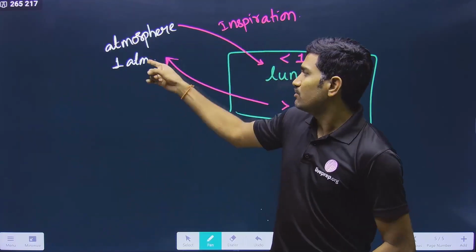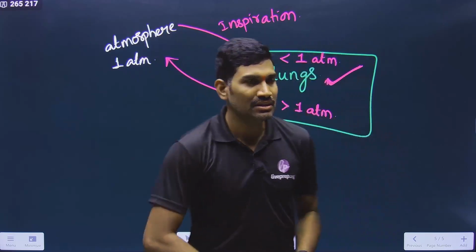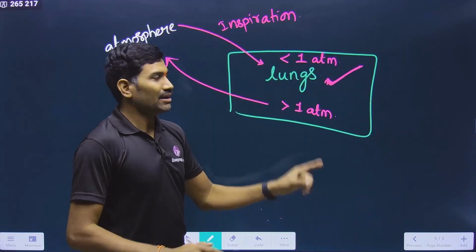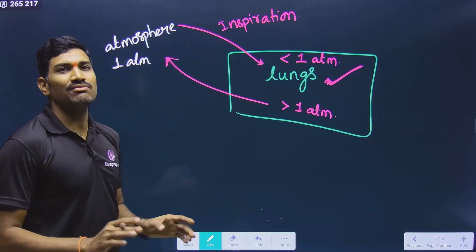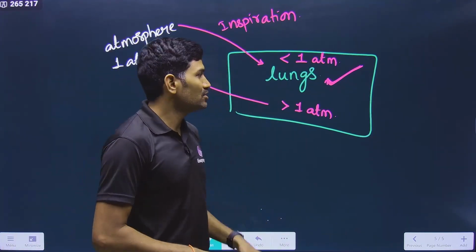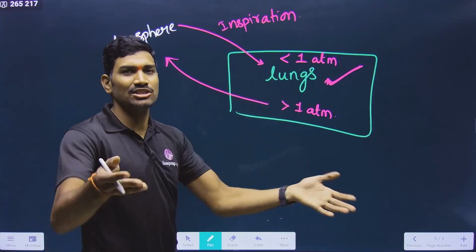So that's why we are not disturbing the atmospheric pressure; whatever is there will stay like that only. And here we are simply changing the pressure within the lungs, and because of this, inspiration and expiration will occur. That's it. This is the overall mechanism. But the question is, how will you change the pressure within the lungs?